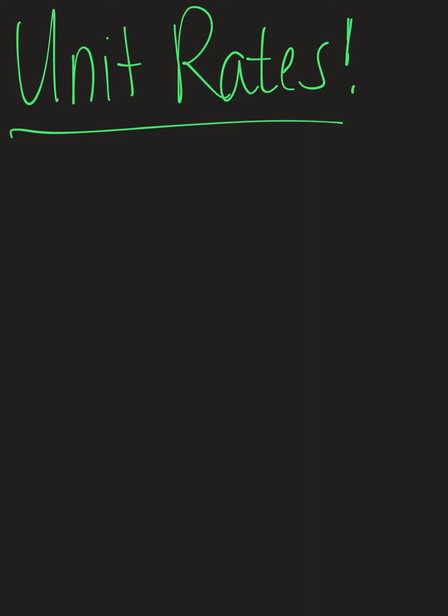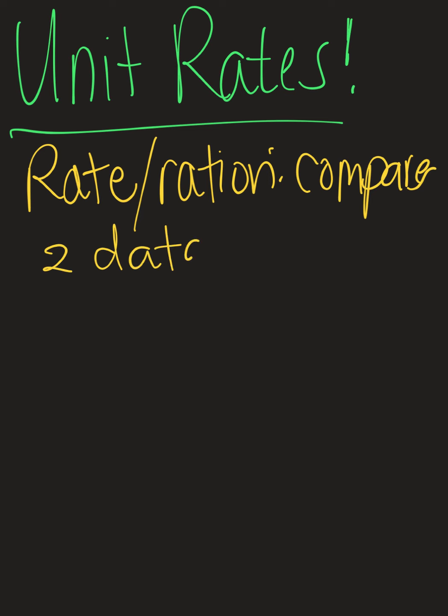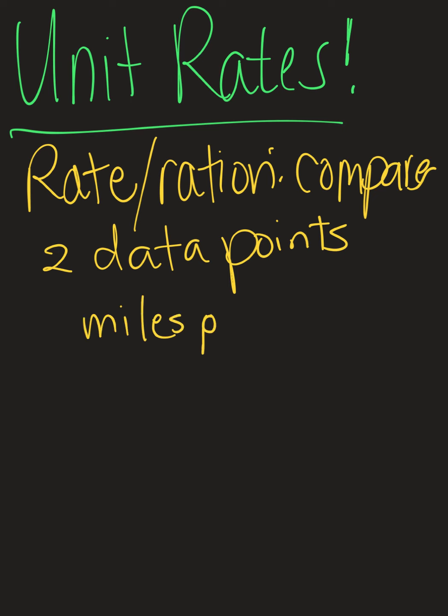So, a rate or a ratio is what we talk about when we have any two things relating to each other, right? A rate or ratio is comparing two data points, essentially. For example, miles per hour is an example of a rate, right? The number of miles, the number of hours, and we can see how they compare to each other, okay?